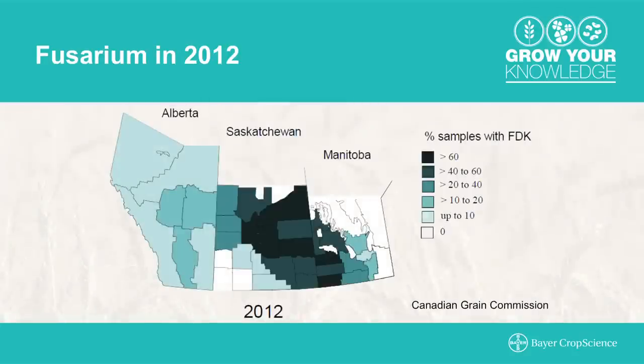As we rolled into 2012, we saw a massive increase in the amount of Fusarium across the prairies, especially again in western Manitoba, but also invading a lot of areas in Saskatchewan as well, and also seeing some increased levels in Alberta. Looking at 2013, that trend continued. We were still seeing lots of Fusarium showing up in pretty much all districts across Western Canada, which basically set the tone for what we saw in 2014.